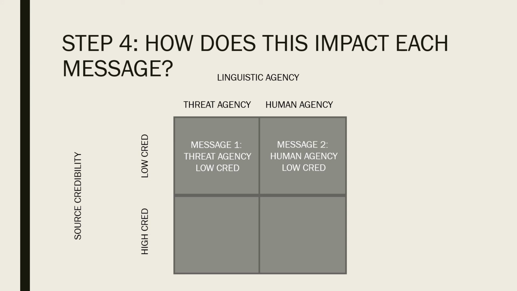Then I just do the same thing for message 2. Again, I'm pulling down human agency and I'm pulling over low credibility. Message 3, the same thing, it's human agency and high credibility. And then finally with message 4, I have threat agency and high credibility. So now I have 4 distinct different types of messages based off of 2 factors.